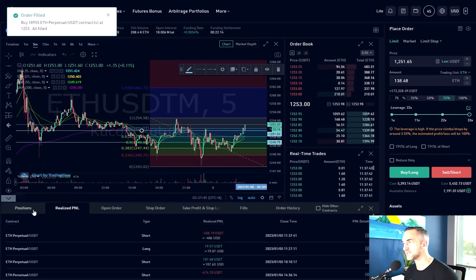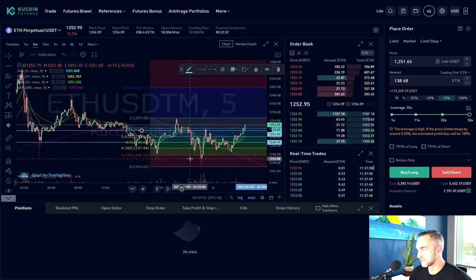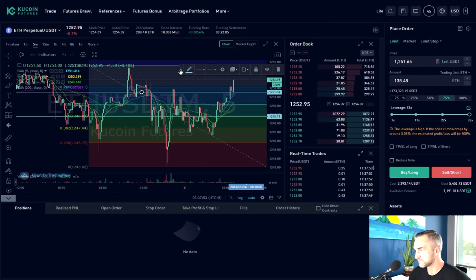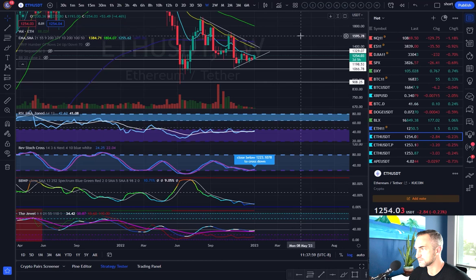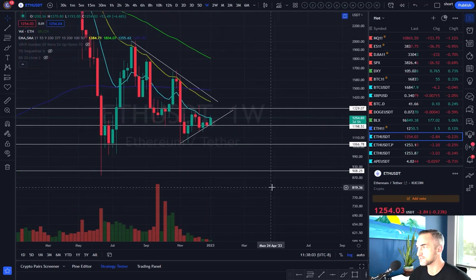Getting a little bit deeper into Ethereum. Let's take off some of the squiggly lines and take a little deeper look into Ethereum here, as Ethereum has been a little bit stronger than Bitcoin as of late. And I'm just getting off some of these major trend lines here to see what we got on the daily time frame.